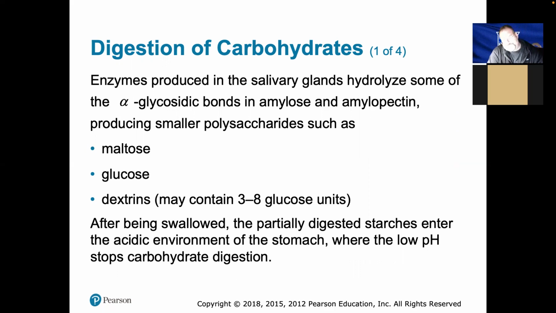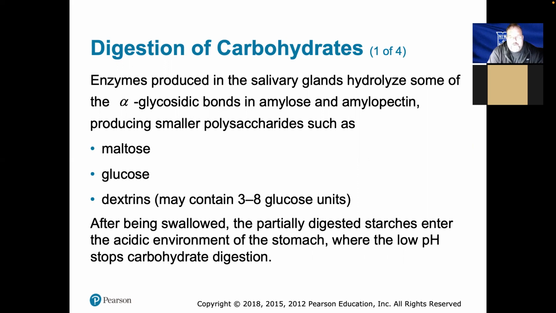Now, glucose is not a polysaccharide. Of course, glucose is a monosaccharide, and maltose is a disaccharide. And then the dextrins would probably be polysaccharides. So I don't know necessarily if we want to say producing smaller polysaccharides, but essentially we would produce smaller carbohydrate units at this point from the amylose and the amylopectin.